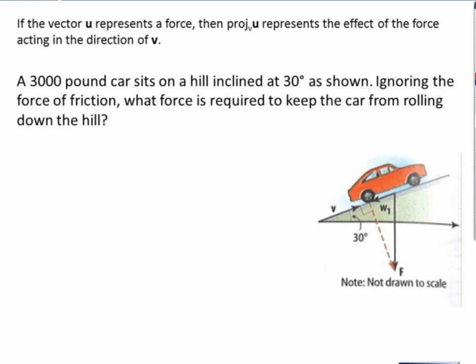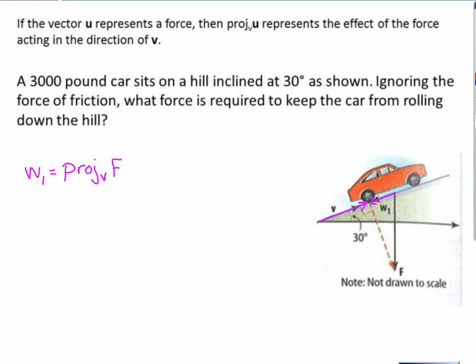If the vector u represents a force, then projecting u onto v represents the effects of that force acting in the direction of v. So we have a 3,000-pound car sitting on a hill. It's inclined at a 30-degree angle as shown. Ignoring the force of friction, what force is required to keep the car from rolling down the hill? The car's weight and gravity are going to be pushing it backwards. We need to know how much force is needed to hold it in place. So how much force do we need to have on the brakes?